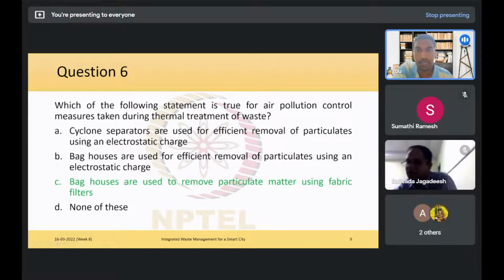So that is the correct description out of all the three that are given here, right? So in baghouse, we use the fabric filter. But the other two are talking about electrostatic charge, which is not used in either a baghouse or a cyclone separator. Whereas cyclone separators are for removing relatively larger size particles. Electrostatic precipitators are for smaller particles.